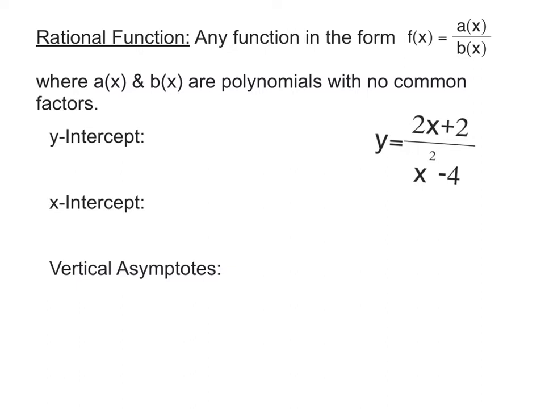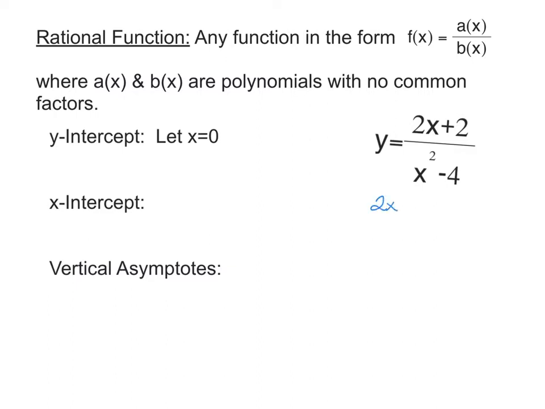Now we're going to have fractions that look like 2x plus 2 over x squared minus 4, where both the numerator and the denominator have polynomials in them. But in order to graph them, we still want to find the same four things. We want to be able to find both intercepts and both types of asymptotes. So how do we find y-intercepts? We let x equal 0, just like we always have. So that means in this case, we just plug 0 in for the x and end up with 2 over negative 4.